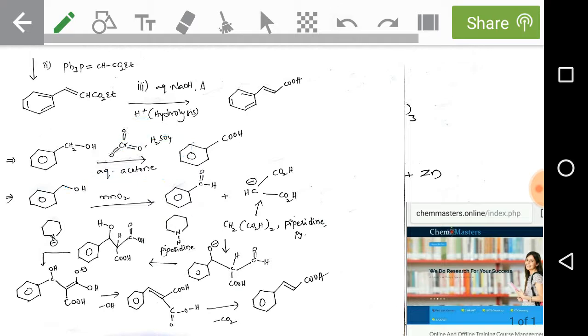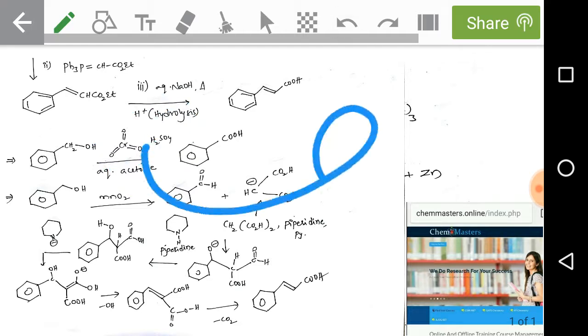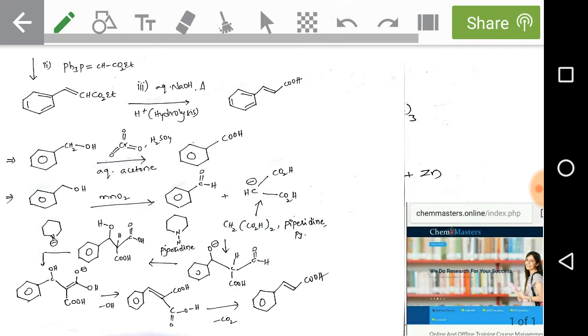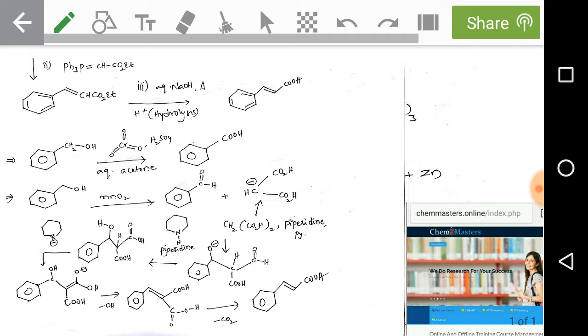Okay, just remember that whenever Jones reagent is used without water, that means chromium trioxide, H2SO4 and acetone, it is limited to producing aldehyde. That means a primary alcohol is converted to aldehyde only. Here, whenever Jones reagent oxidizes a secondary alcohol, it always produces a keto product. Now we have benzyl alcohol and the Jones reagent combination with aqueous acetone.